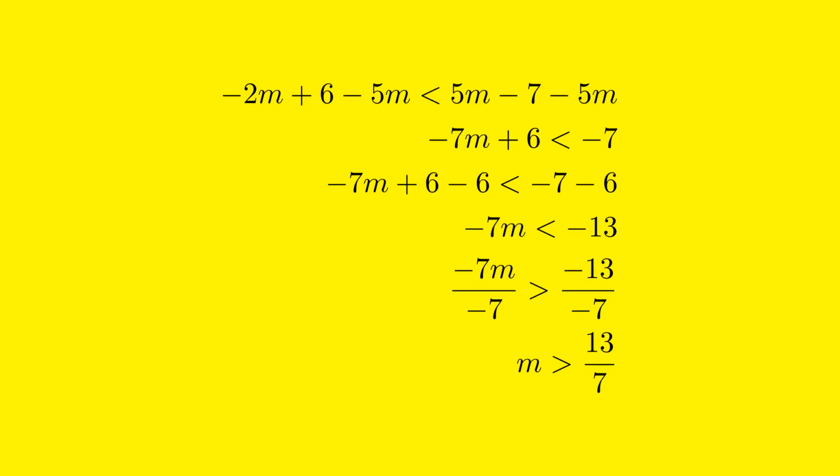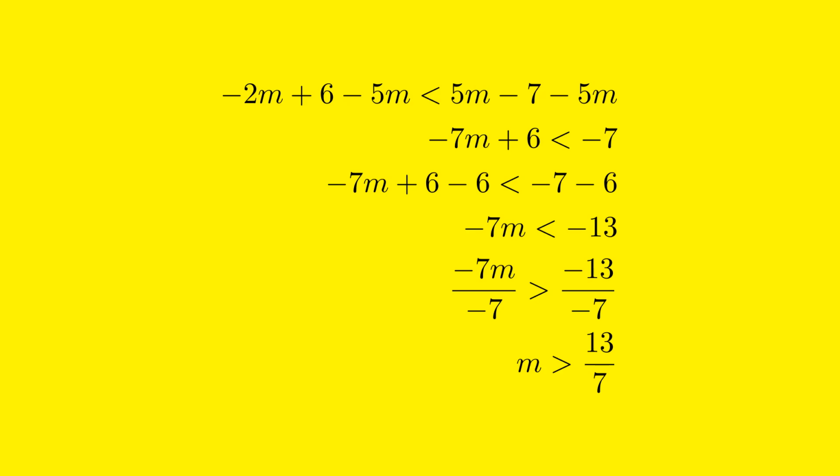Now, we want to isolate the term involving m by getting rid of the constant term on the left side. We do this by subtracting 6 from both sides of the inequality. So -7m plus 6 minus 6 is less than -7 minus 6. This simplifies to -7m on the left side, and -7 minus 6 gives us -13 on the right side. So the inequality now reads -7m is less than -13.